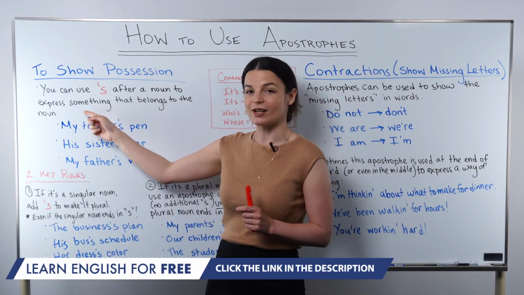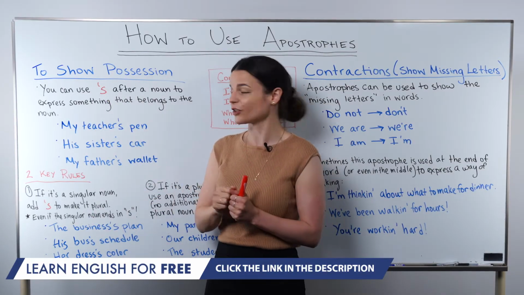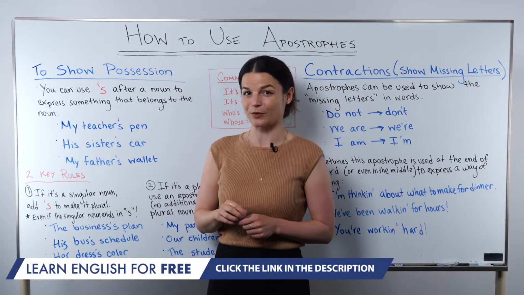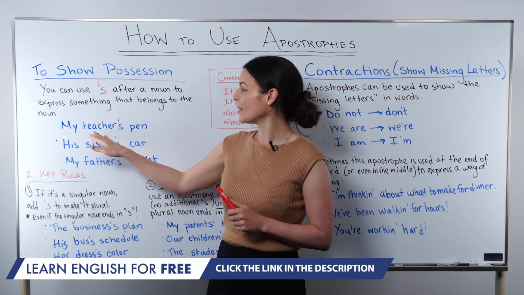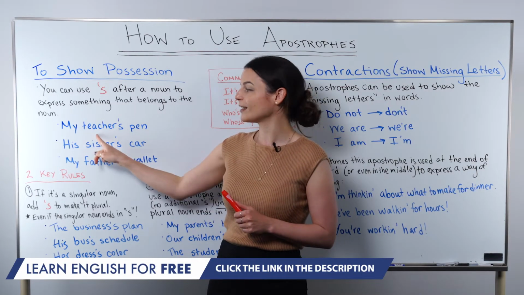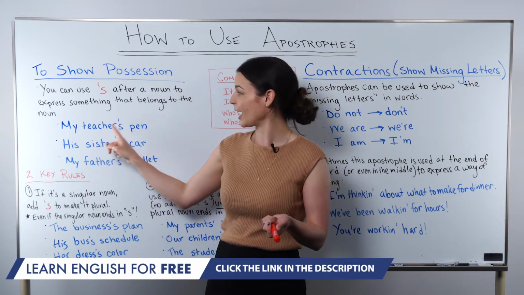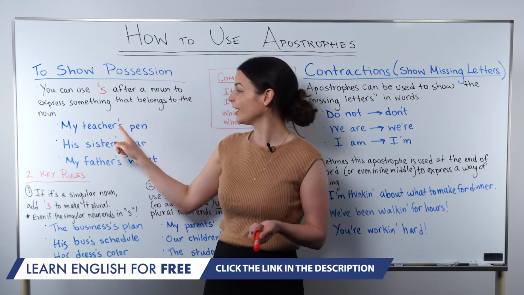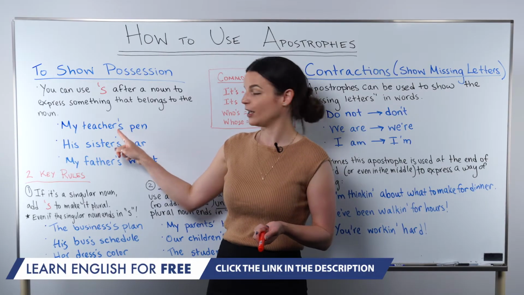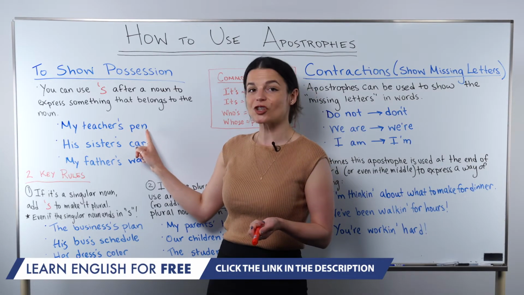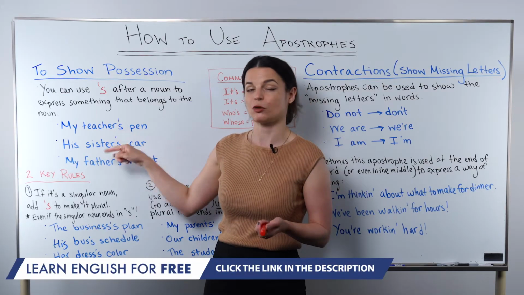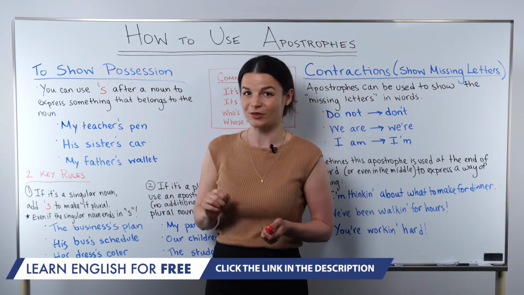So this expresses that something belongs to the noun. So let's look at some very basic examples of this. First, my teacher's pen. In this example, we have my teacher as the noun that we have to show possession for. We have the apostrophe here, and then it's followed by s. Next is pen. This shows that the pen is owned by my teacher. We can use apostrophe s to demonstrate this.